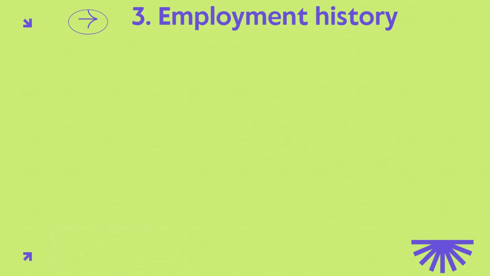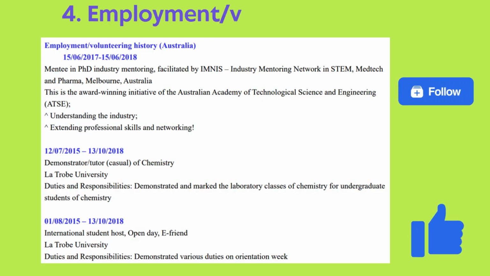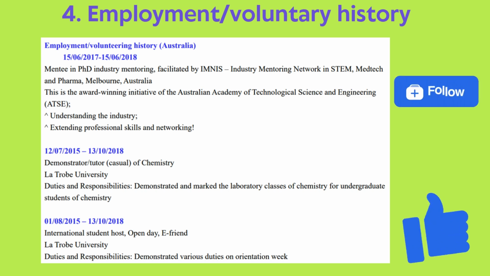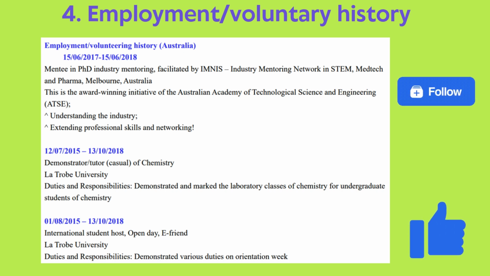Then, number four is voluntary history. Nowadays, people want to see what you have done as extracurricular activities or voluntary activities. So you can mention your voluntary activities like this I have shown here.